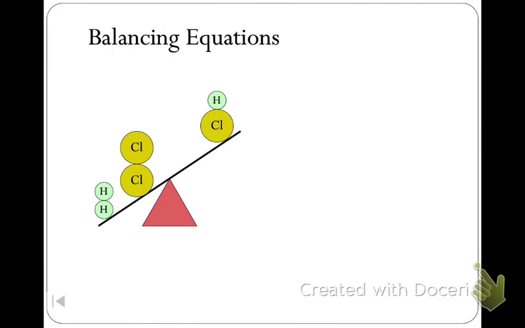So let's look at this chemical reaction here. It's listed down below. H2 plus Cl2 yields HCl. So we have a molecule of hydrogen gas, H2. We have a molecule of chlorine gas, Cl2. And it says it's going to form a new compound, HCl. Okay, so you have H2 combining with Cl2, which is going to form a new compound, HCl.